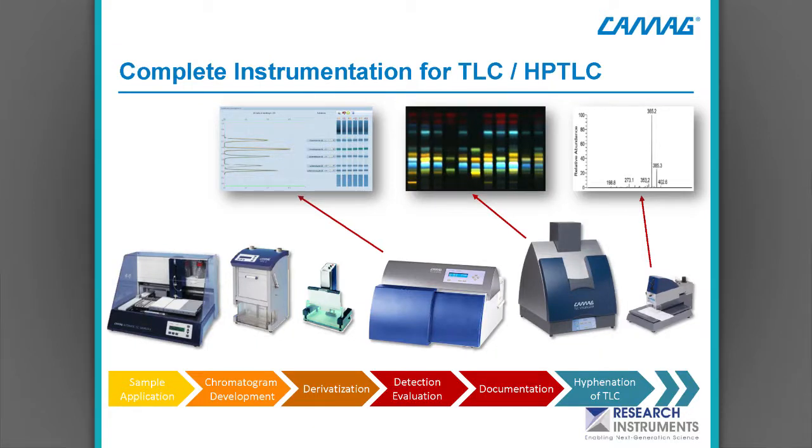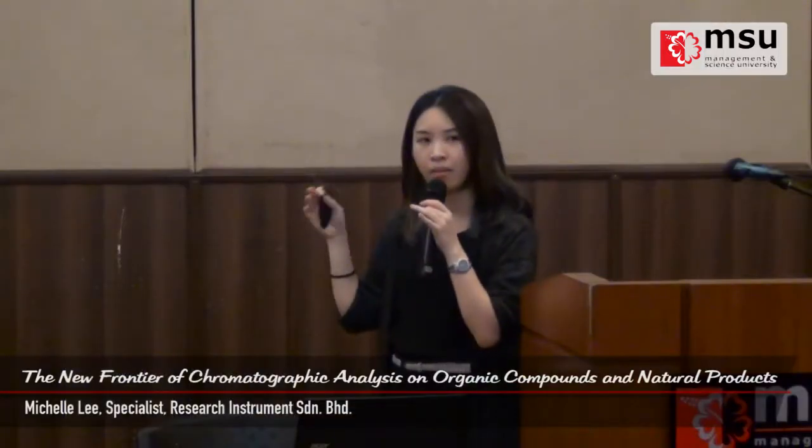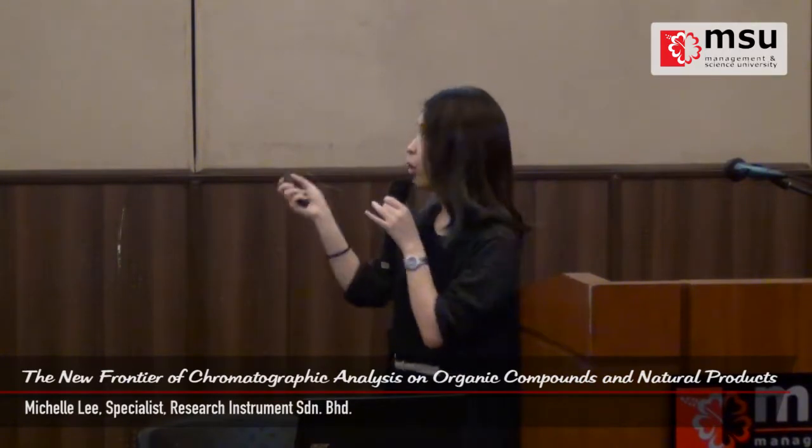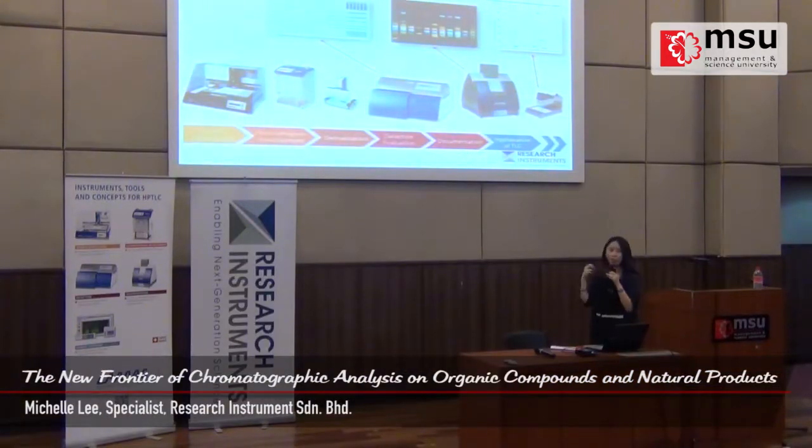The first one is an autosampler to apply your sample. After that, you go for development, then a scanner if you want to do quantitative work, and a visualizer to capture the image. You don't need to do it all at the same time. Let's say you only want the visualizer, you can do everything manually and then place the plate into the visualizer to use it. Or if you feel that sample application is the most important, you can get this one to help you with sample application, and then do a manual development. So it's really flexible, okay?